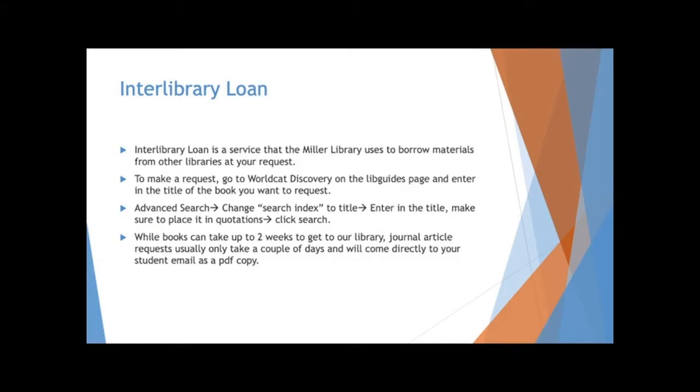The easiest way to do this is to go into WorldCat Discovery, put the title of the article in the search bar. The easiest way to do this is to go to Advanced Search, change your search index to title, put in the title of the work, but make sure you put it into quotations and then click search. So I will go ahead and demonstrate that now.